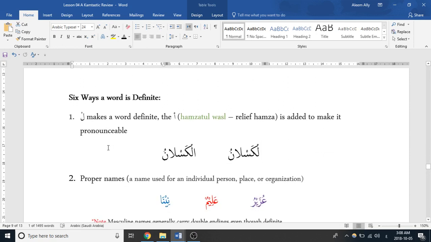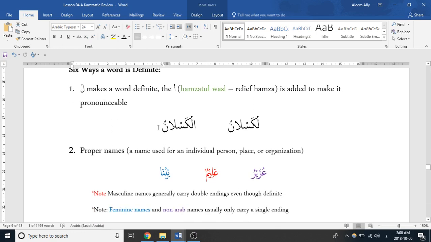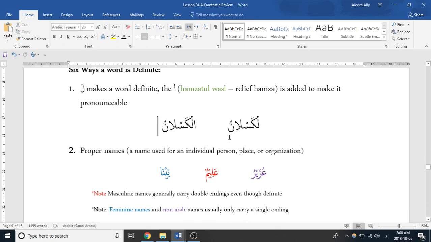So when it comes to definiteness, there are 6 ways to make a word definite. First, you can add that lam with a sukoon, which makes a word definite, and the hamzatul wasl, as we spoke about before, which is the relief hamza. That's added in order to make it pronounceable. So here we have l-kaslanu. We add that hamzatul wasl right here, and it makes it al-kaslanu, making it definite and pronounceable.